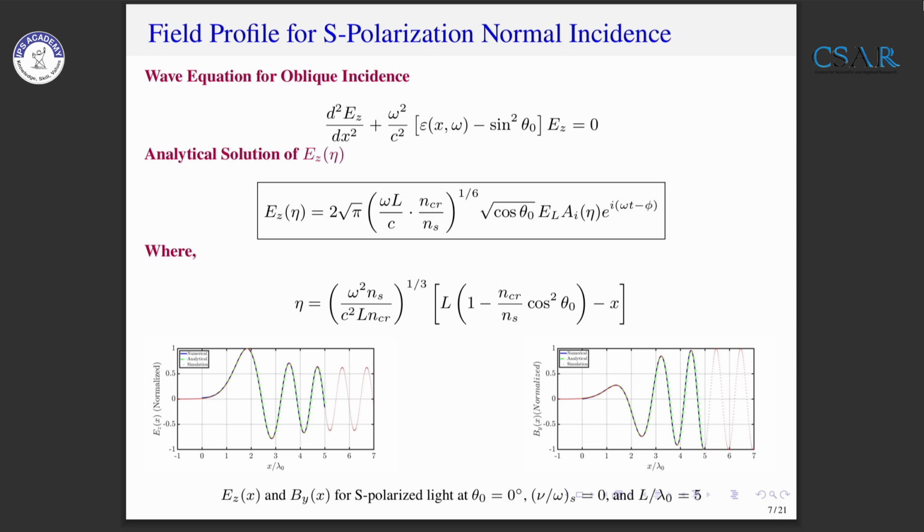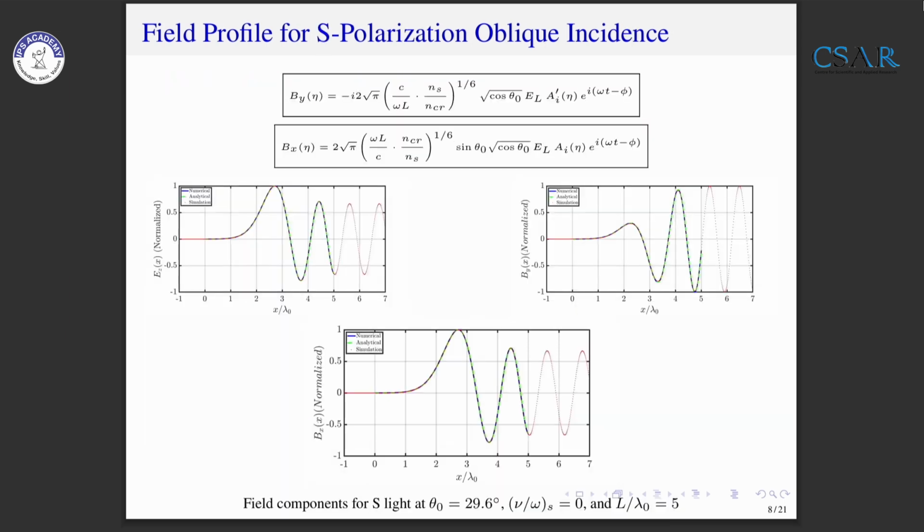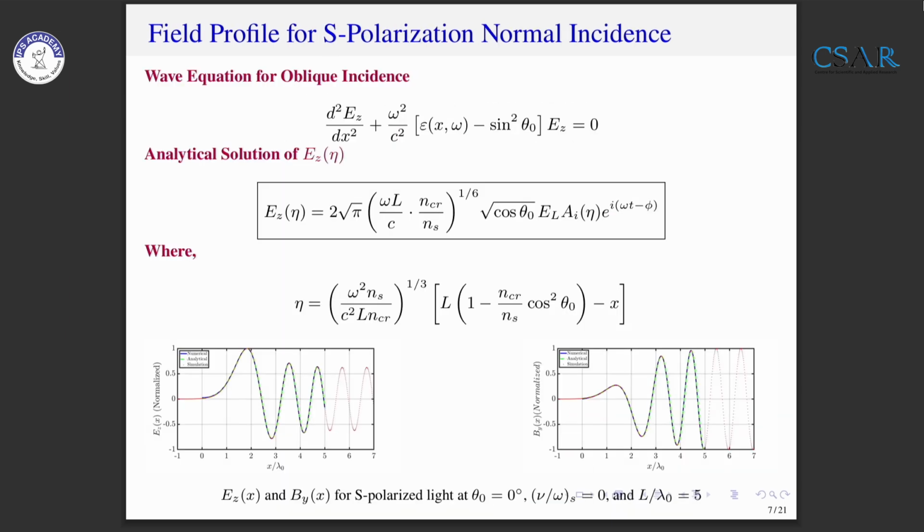Okay. Firstly, I discuss the field profile of the S polarization at normal incidence. In the case of normal incidence, the governing equation of oblique incidence is written here, and their analytical solution is a spatial function proportional to the Airy function, and we validate our result with the numerical, analytical, and simulation result, which is perfectly matching. We see that approximately 1.6 is the reflection point where the electric field becomes maximum.